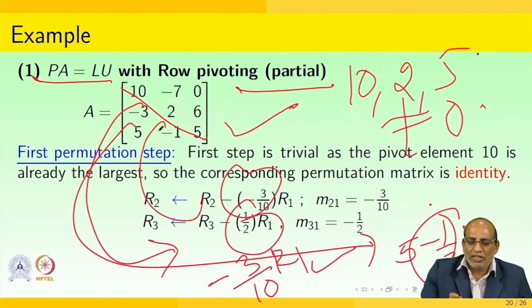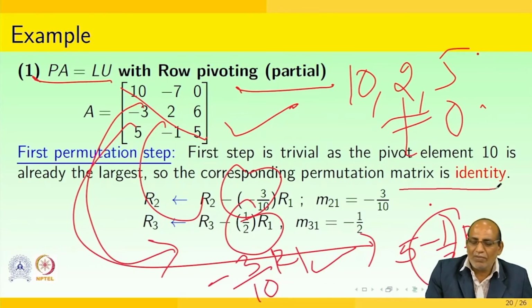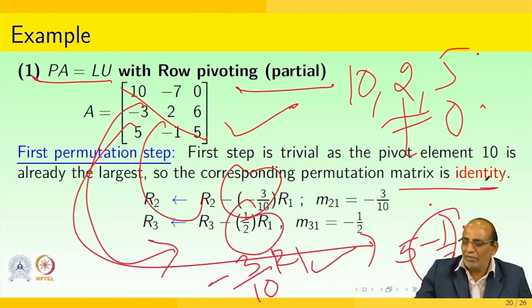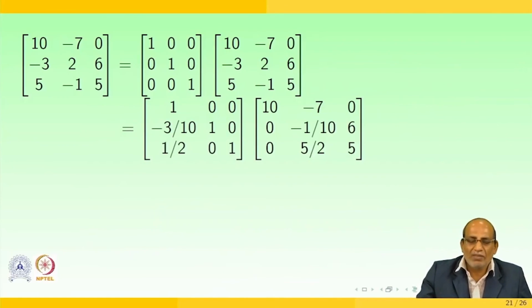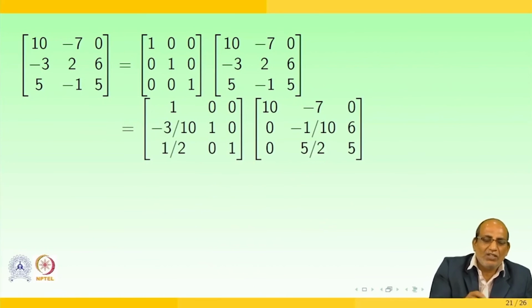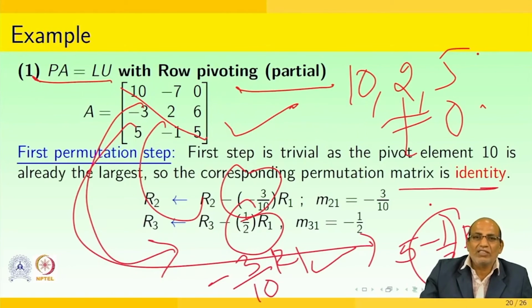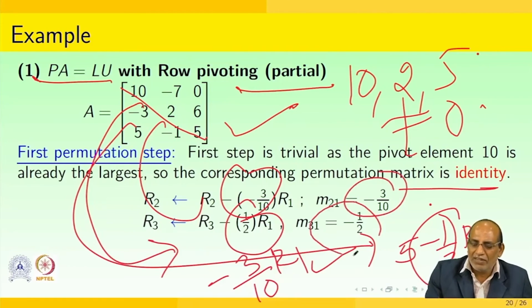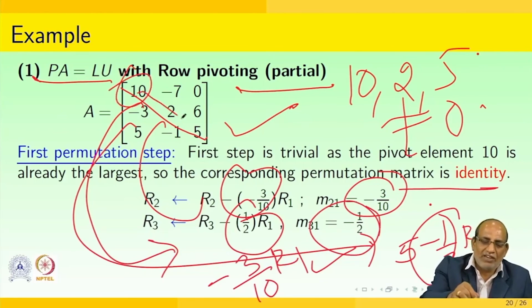So the corresponding permutation matrix will become an identity matrix. How does it become an identity matrix? You see over here by using this computation. In the previous case you can see M21 is minus 3 by 10 and M31 is 1 by 2. So already the largest pivot element is 10, which is the largest among these, 10, 2, 5.